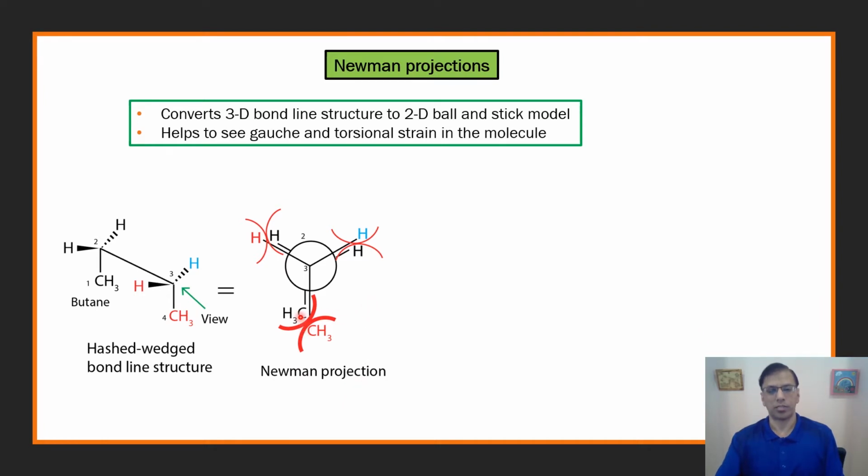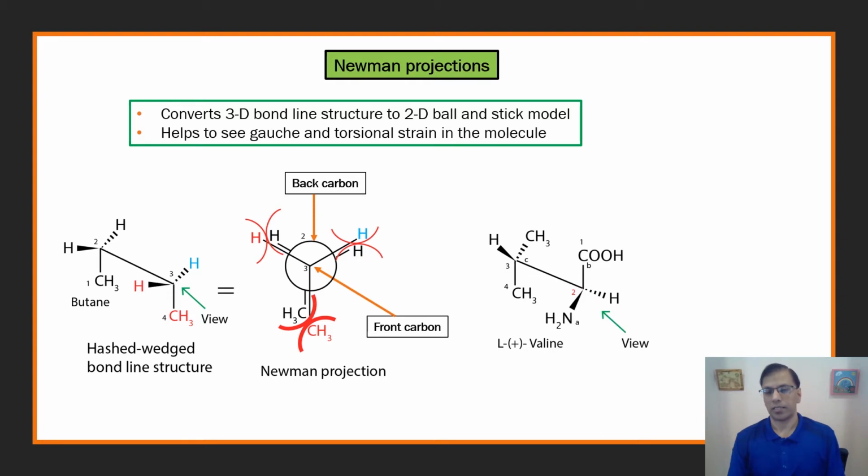It helps to see the location of the substituents on adjacent carbons. So in this case, there's a lot of steric hindrance between the two methyl groups. This is called the eclipsing strain or the torsional strain. Please refer to my video on conformations to see and learn more about the different types of strains in molecules. So this atom is the front atom, whereas the big circle is the back atom.